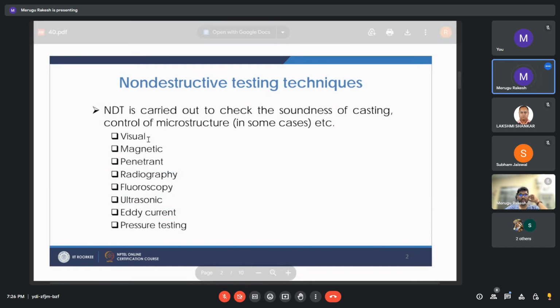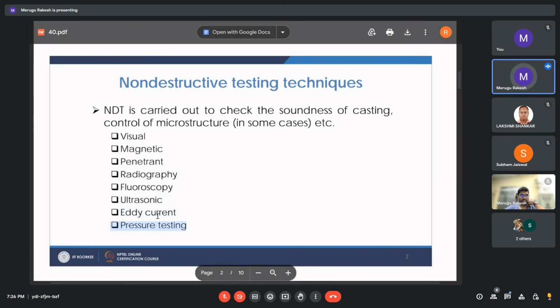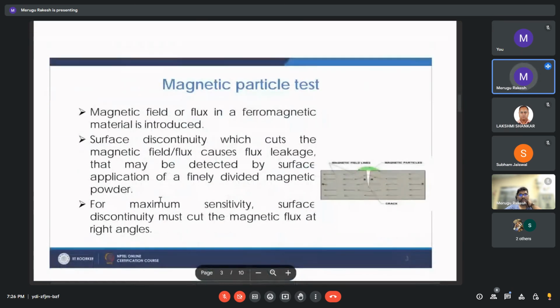So visual inspection, then magnetic, then dye penetration test, then radiography, fluoroscopy. Fluoroscopy and radiography are more or less related. Then ultrasonic, then we have the eddy current technique, then we have pressure testing. Let me start with the magnetic particle testing.